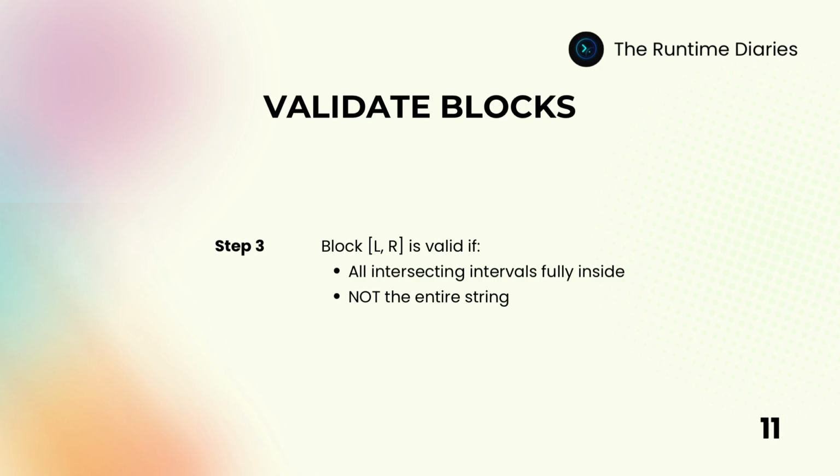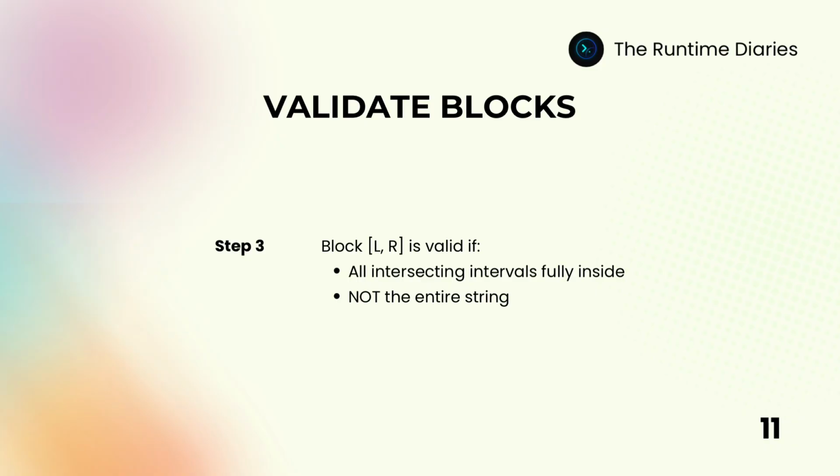Now comes the critical validation step. Just because we've merged intervals doesn't mean every merged block is automatically valid. We need to check. A merged block from index L to index R is self-contained if and only if for every character in the entire original string, if that character's interval intersects the block L, R at all, then the entire interval must be contained within L, R.